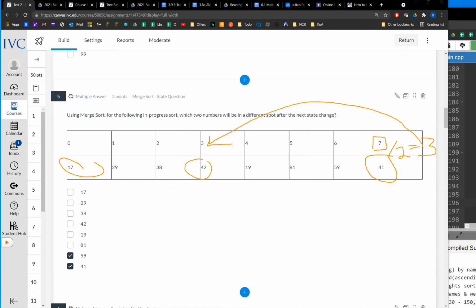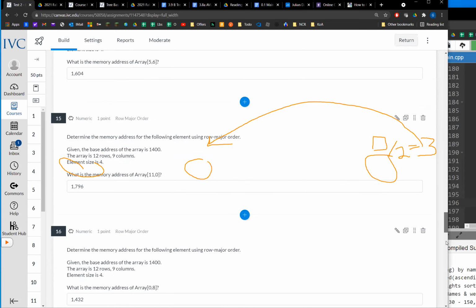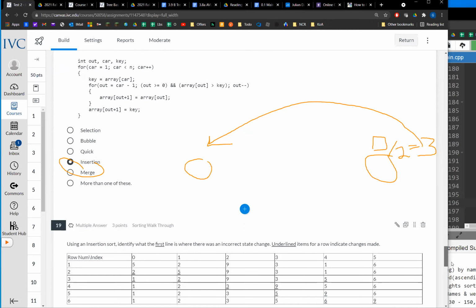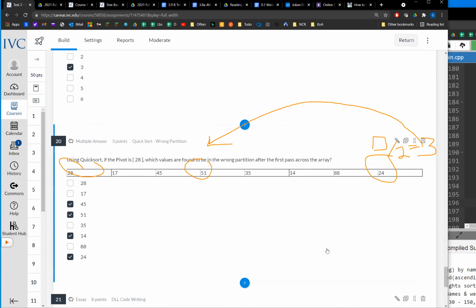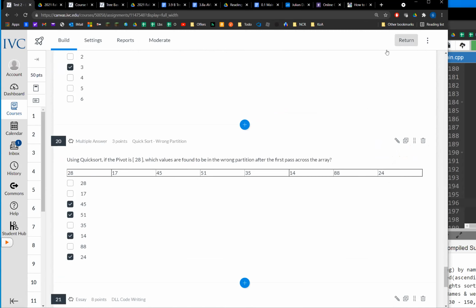Yeah, Mark just messaged me in Canvas about that empty space. Quick sort question towards the bottom. Yes, the pivot one. Yeah, so we're talking about earlier.